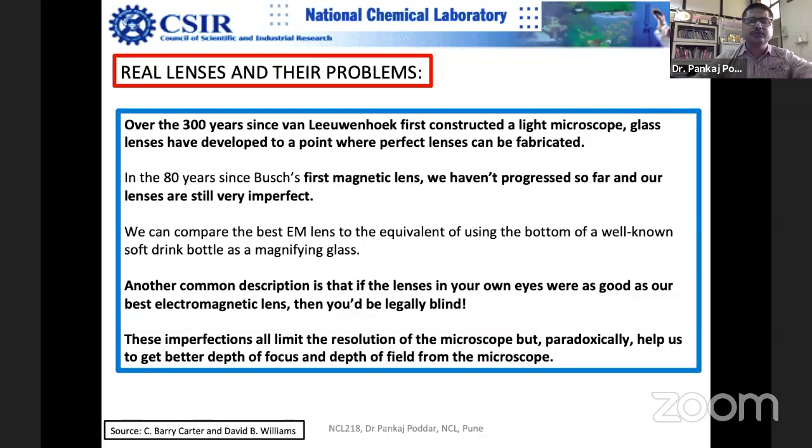There are other problems also. We'll discuss not just the lenses. There is a problem with the beam also, the chromaticity of the beam, the monochromaticity of the beam, which is far from perfect.